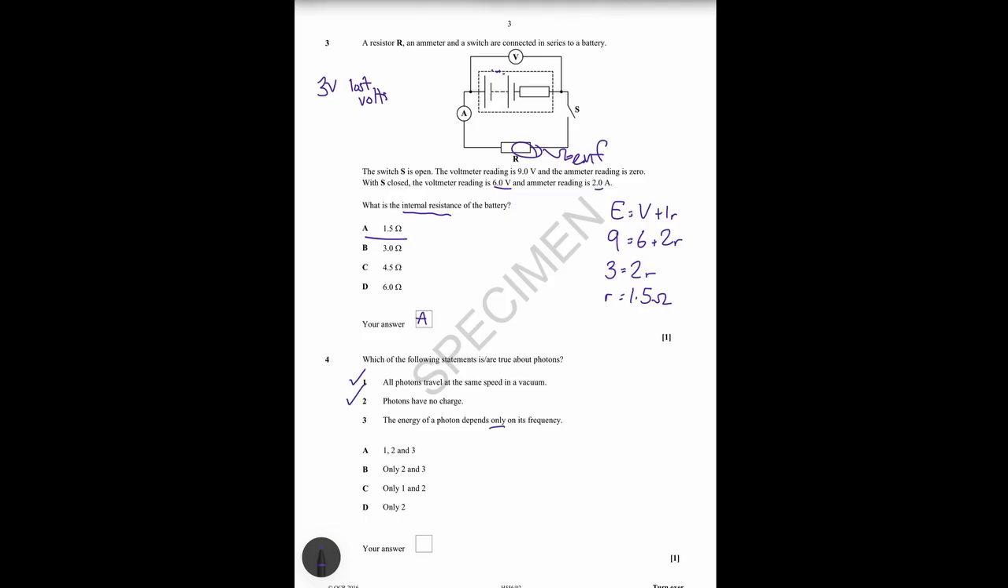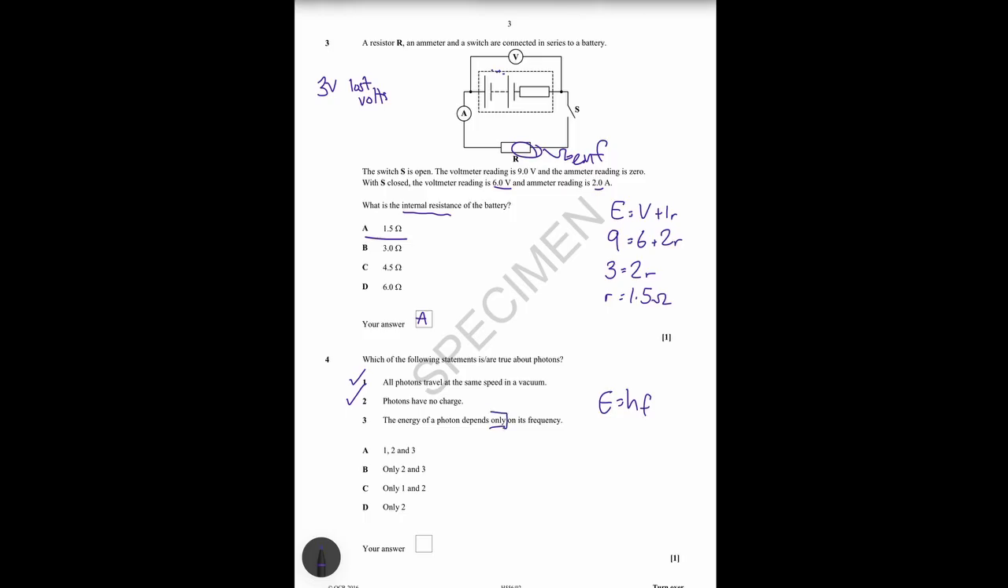Well, the word only here is making me a little bit suspicious, so maybe I've just got to pause and think, is it actually true? The energy of a photon depends only on its frequency. Well, what does it depend on? E equals hf. So I know that h is a constant, so therefore it is only on its frequency. What if, when we're talking about wave theory, the energy of a wave also depends on its amplitude and stuff like that? Well, that doesn't apply here. So it's just testing, do I know the difference between wave theory and quantum theory?